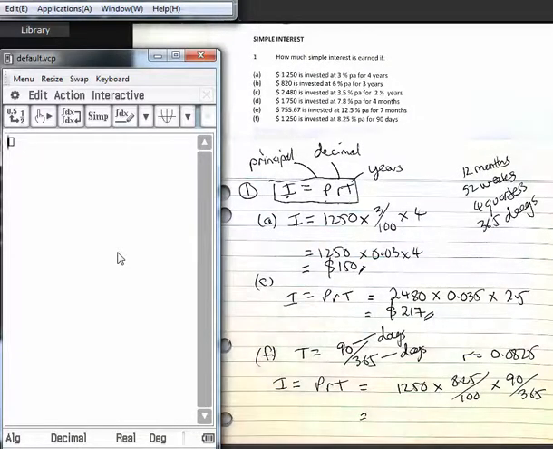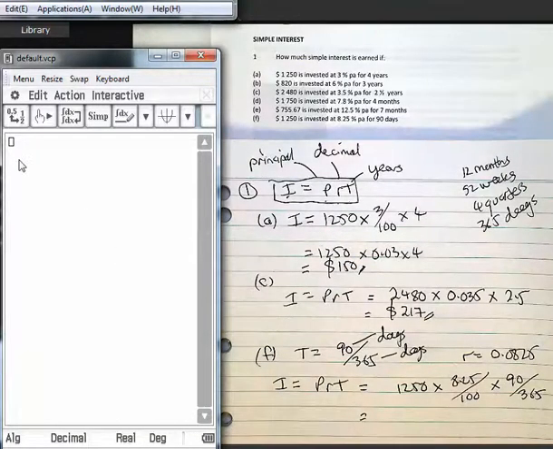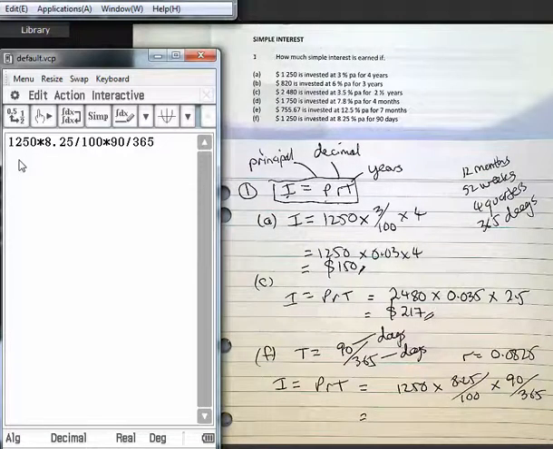Now, contrary to what I said, I will work this through as a calculation on your calculator. Now, your calculator works out the order and the procedure in which this is going to happen. So I can write that as a string, or I can write it as 1250 times 0.0825 times 90 divided by 365, and I will still end up with $25.43.